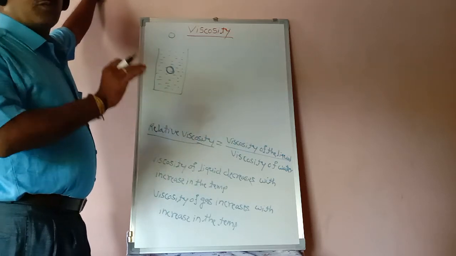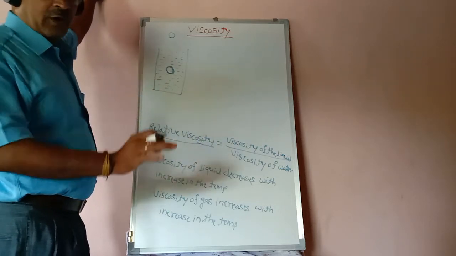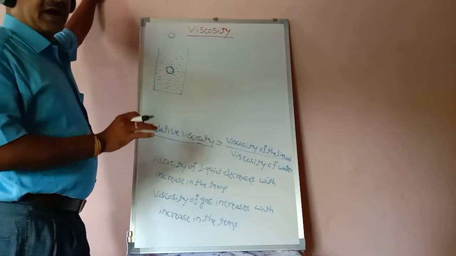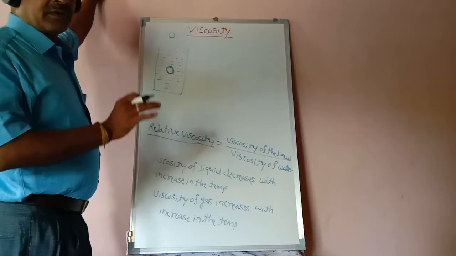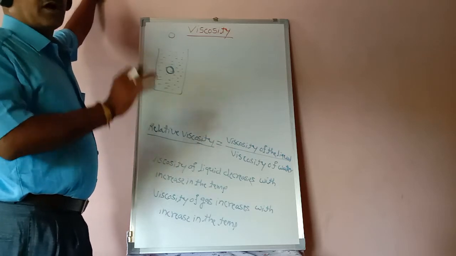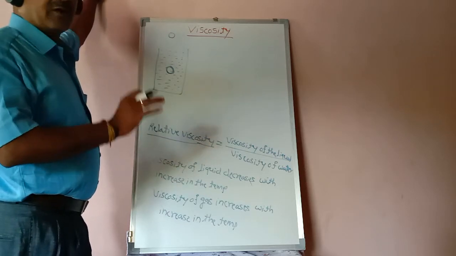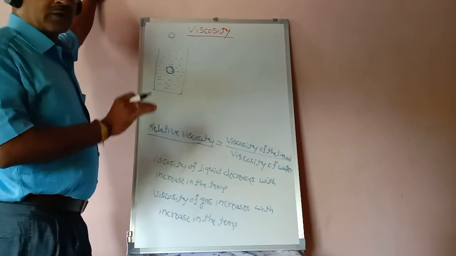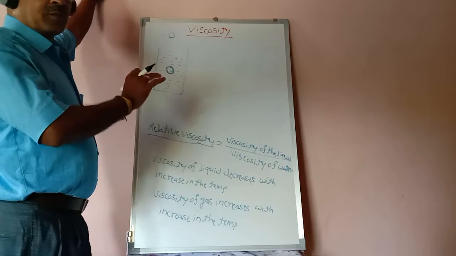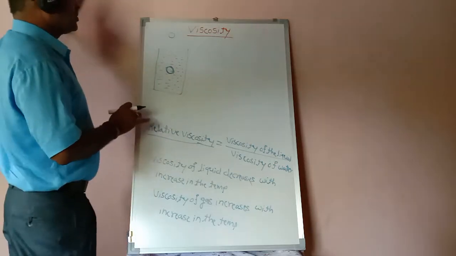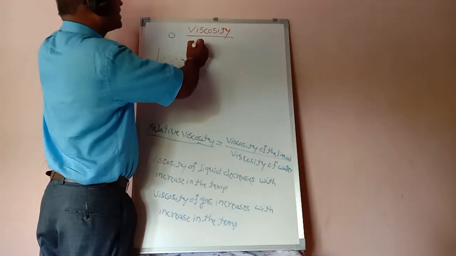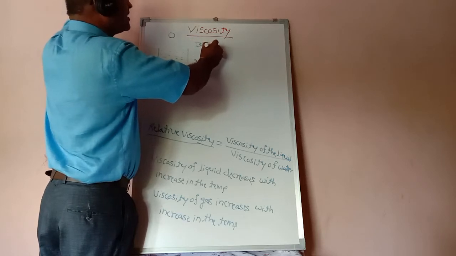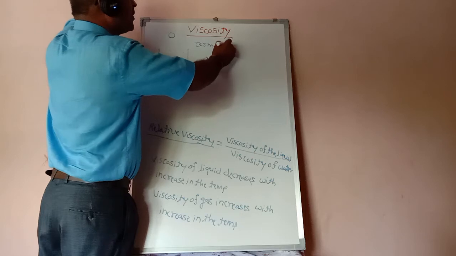Then the body moves with the same constant velocity, when the viscous force is equal to the weight of that body. Such velocity is called the terminal velocity.